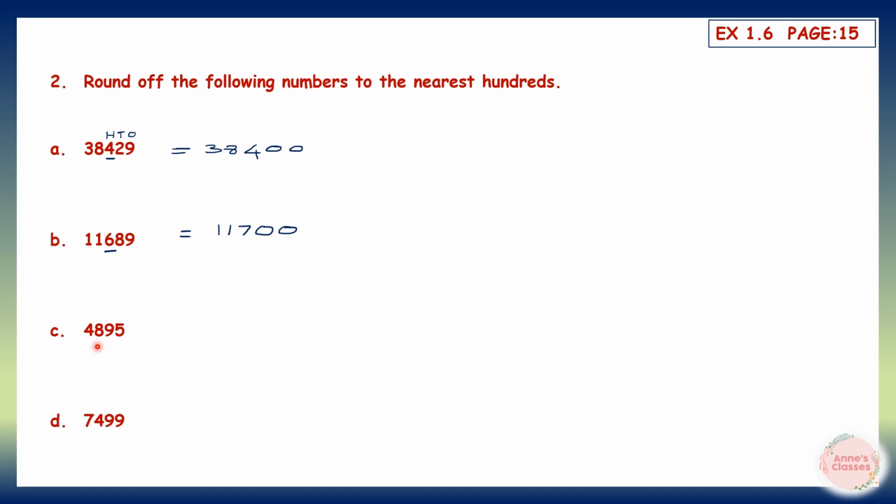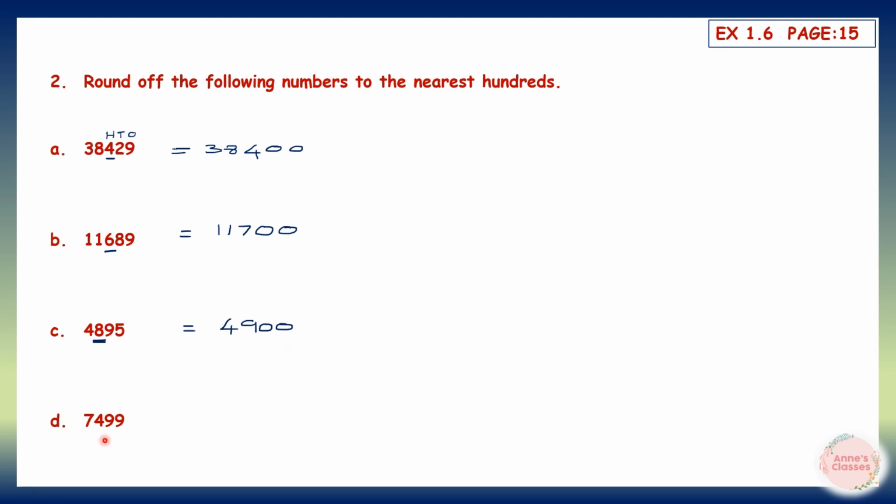Here, what is the digit in the hundreds place? Ones, tens, hundreds. We have 8 in the hundreds place. Look at the digit to the right. It's 9. It's more than 5. So 8 will now become 9. So let's write that. So 4, 8 has become 9. And to the right of 8, you have two digits. You will put two zeros. So 4,895 has been rounded off to 4,900.